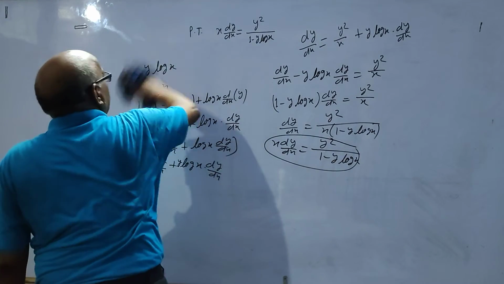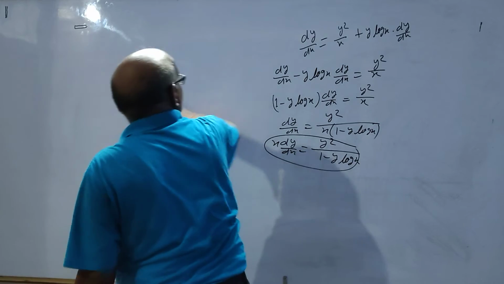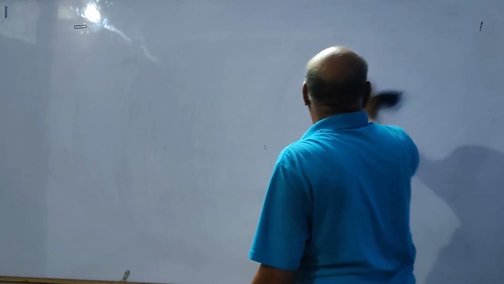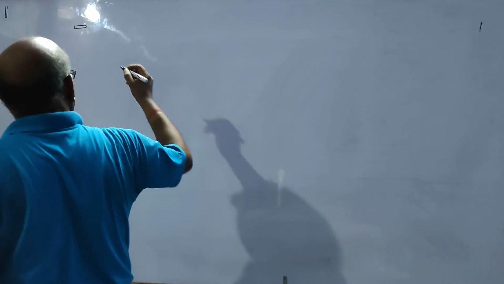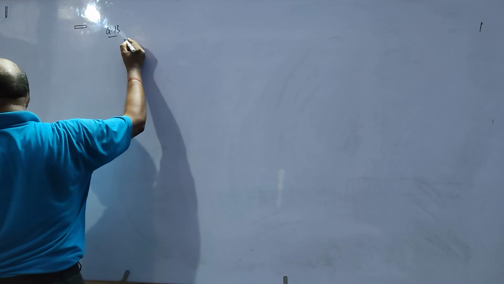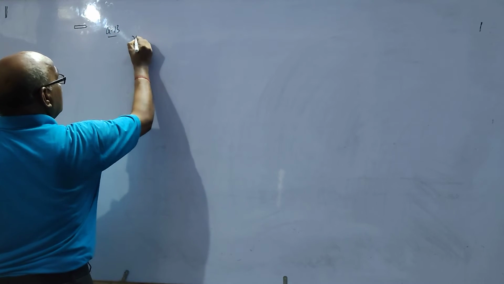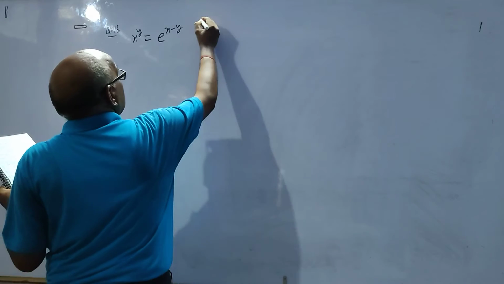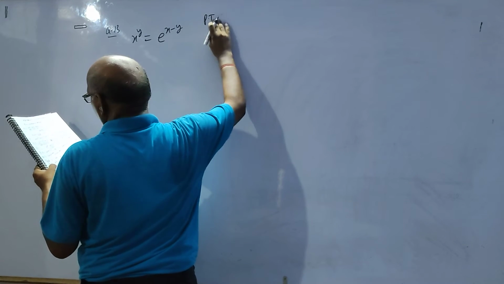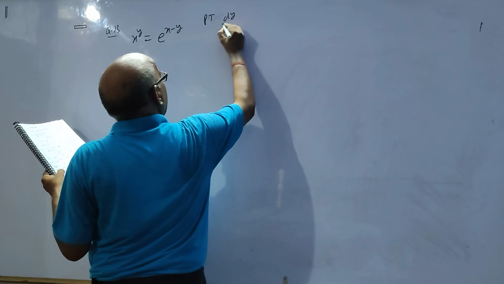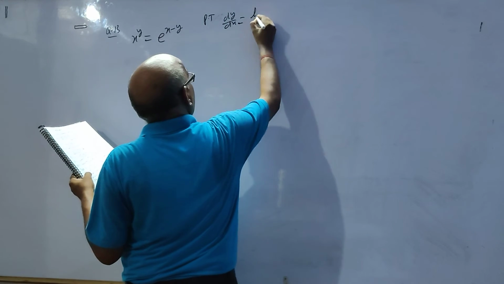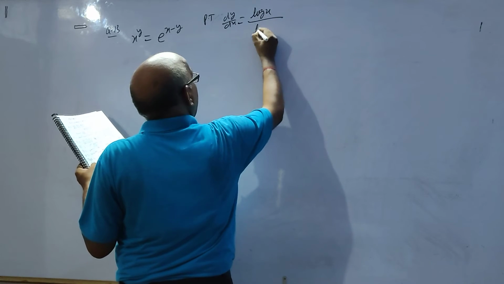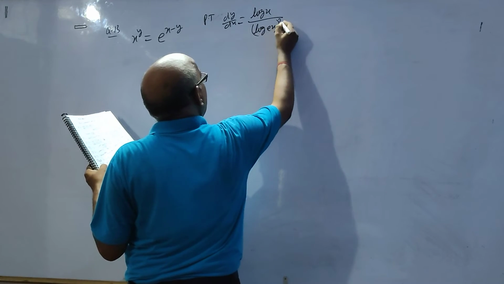Question number 13. If x to the power y is equal to e to the power x minus y, then you are supposed to prove that dy over dx is equal to log x upon log of ex, whole square. This is the result which you are supposed to prove here.